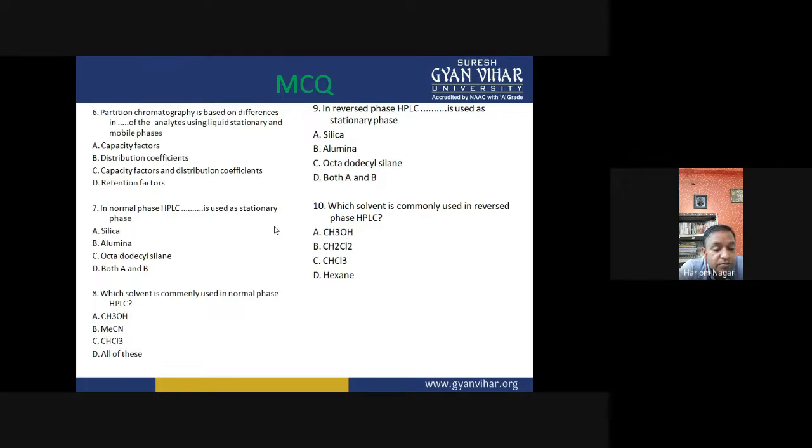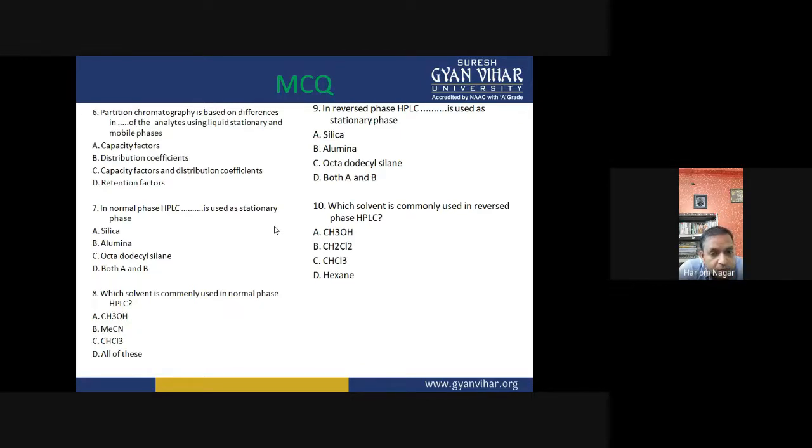Now the next question: which solvent is commonly used in normal phase HPLC? In normal phase HPLC, a non-polar solvent is used. From this list, which is the non-polar solvent? Methanol CH3OH, acetonitrile CH3CN, chloroform CHCl3, or all of these. Basically, in normal phase HPLC, non-polar solvents like chloroform, DCM, hexane, butane are used.